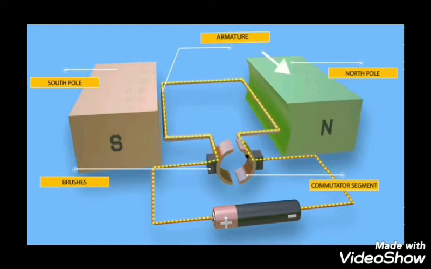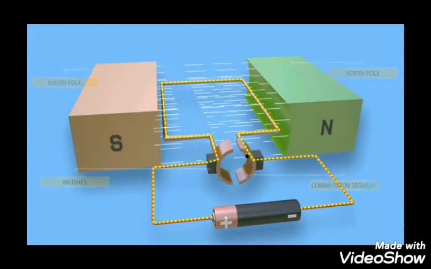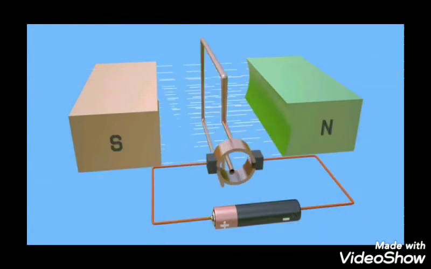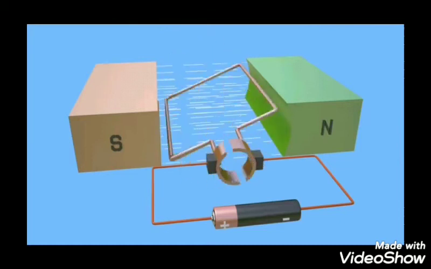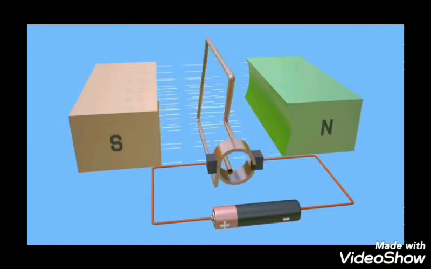How is the current flowing now? Current is flowing from the positive terminal to the negative terminal. During that, the magnetic field lines emerge from the north pole to the south pole. So what happened now? The magnetic field goes from north pole to south pole, and the current is flowing from the positive terminal to the negative terminal. Then you can observe that mechanical force is experienced.